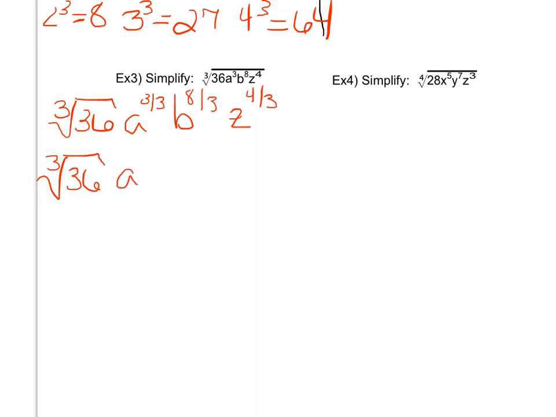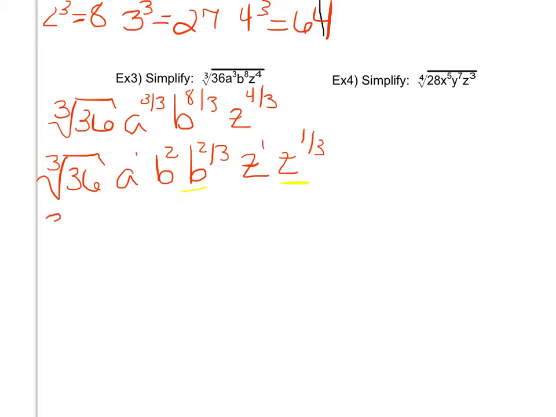3 over 3 reduces to be a to the 1. 8 over 3, 3 goes into 8 2 whole times with 2/3 left over. 3 goes into 4 1 whole time with 1/3 left over. So same thing as before, anything that now has a fractional exponent, I'm going to put back in radical form.